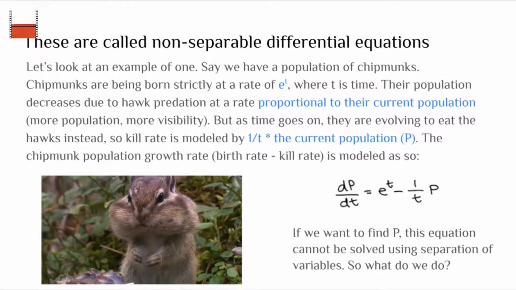dp/dt equals e to the power of t minus 1 over t times p. So we know from the previous slides that equations of this form aren't easy, or it's actually not possible to separate the two variables onto different sides of the equation and integrate. So if we want to find p of these little guys, how are we going to do it? Well, we don't give up.